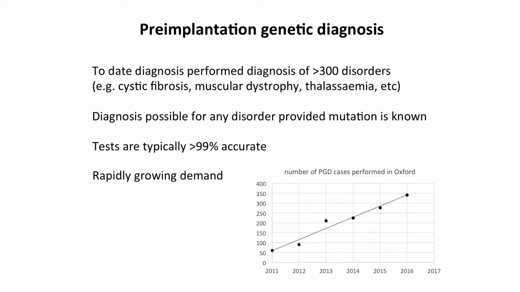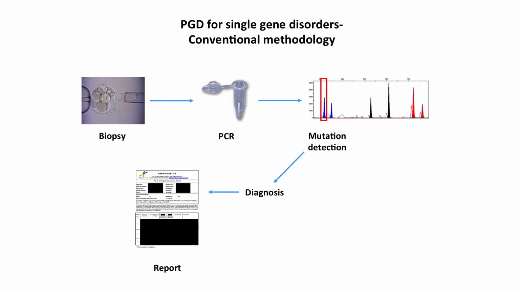And we've seen a very rapidly growing demand for these over the last few years. These are just cases in Oxford, and you can see that they're going up quite quickly, up to over 300 a year now. The traditional methodology looked something like this. You would do a biopsy, and it would most often have been a single cell at the cleavage stage. That cell is washed, put in a PCR tube, and then an amplification of the DNA happens. Of course, there's not enough DNA in a single cell to see it directly, so you have to do some PCR to amplify it to a detectable level. And then you can go ahead and detect the mutation, and that will give you your diagnosis.